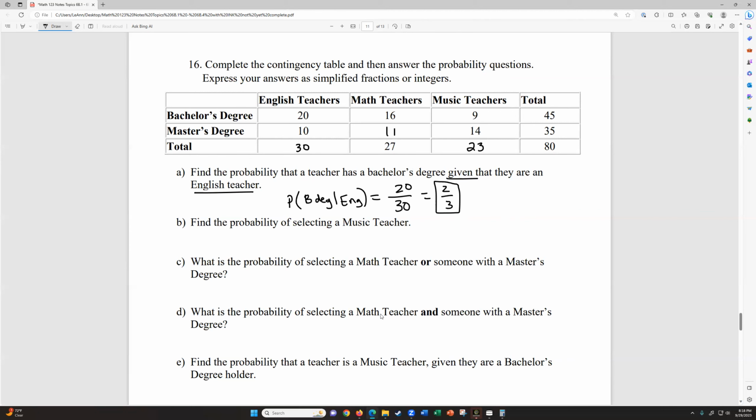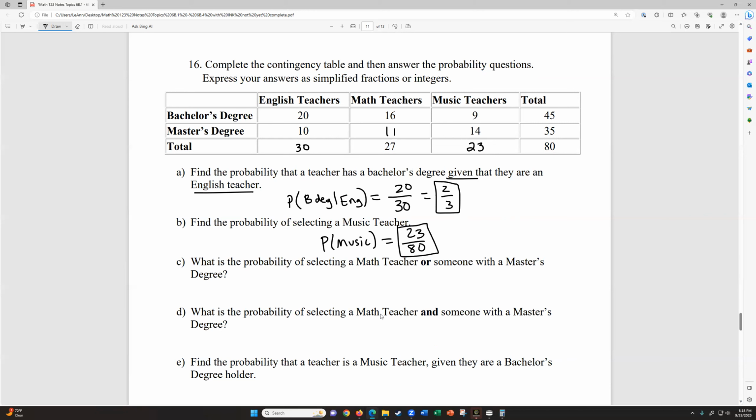Find the probability of a music teacher. Notice no or, no and, no given, just music. So that's total music, which is just 23 teachers right here in this column, over 80 teachers total. And I do not believe that one reduces.